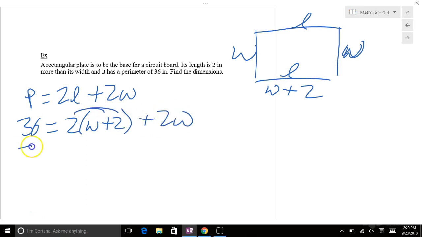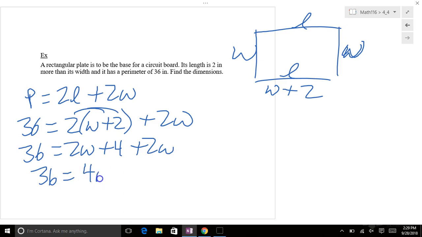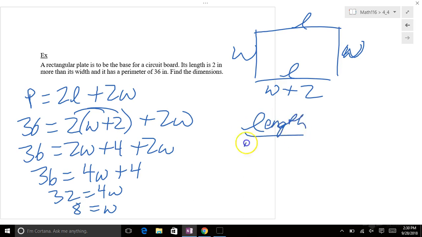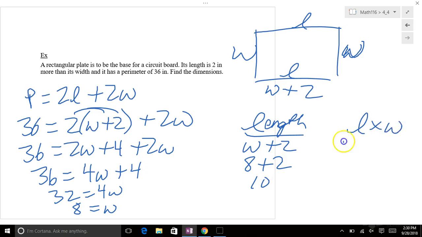And now we can solve for this width. So we got 36 equals 4W plus 4. We subtract 4 from both sides. 32 equals 4W. Divide by 4, so we got W. The width is 8 inches. So what would the length be? Well, the length is W plus 2. And we know that width is now 8. So 10. Here are our dimensions. 10 inches by 8 inches is the size of this circuit board.